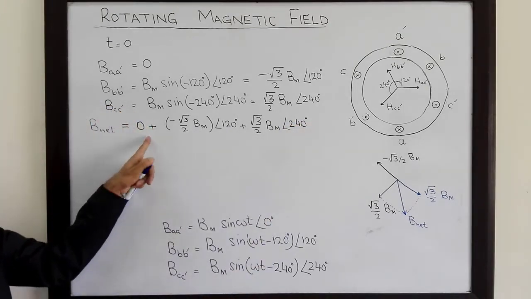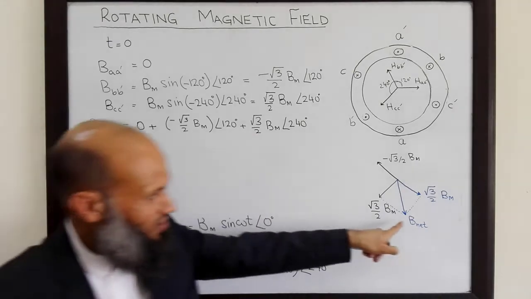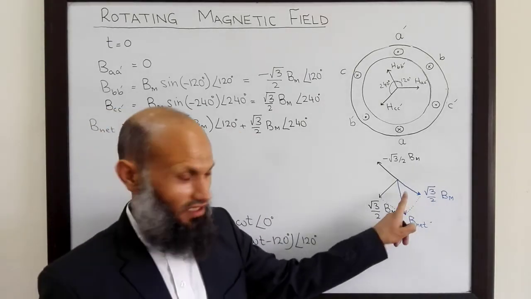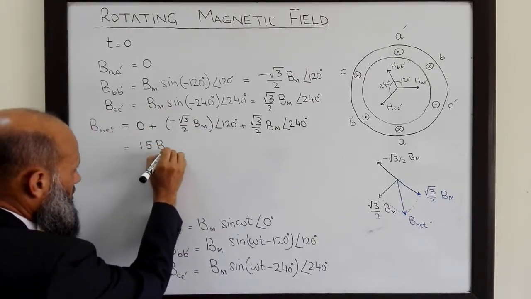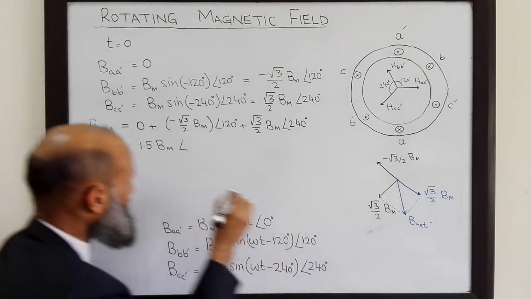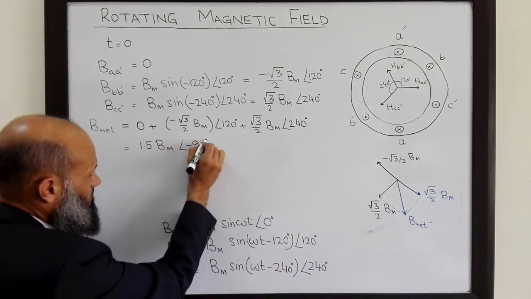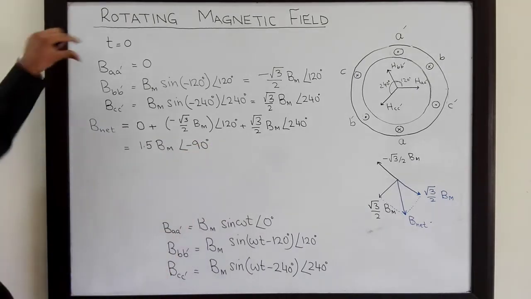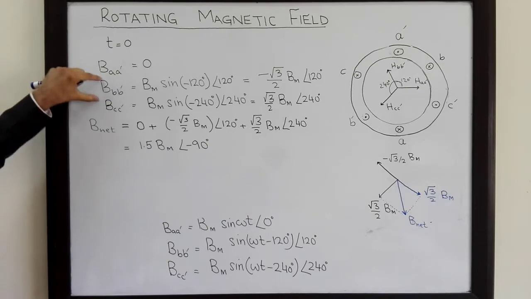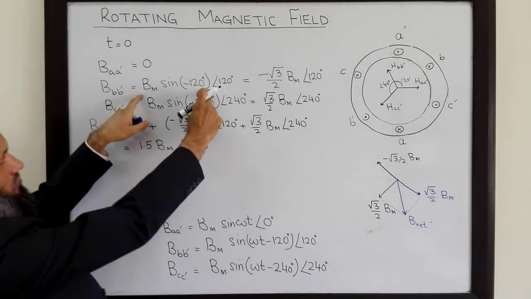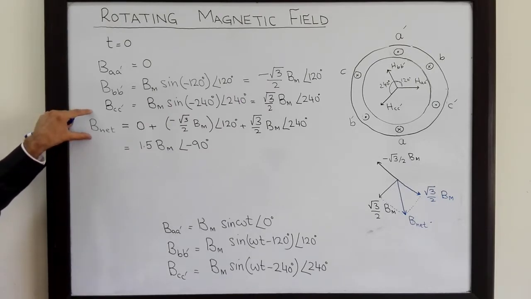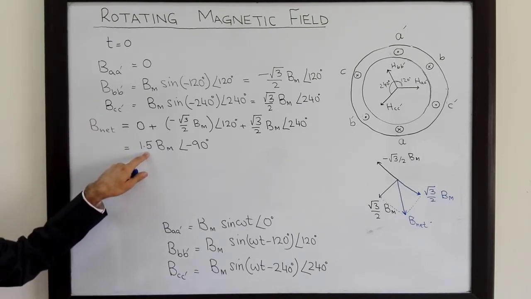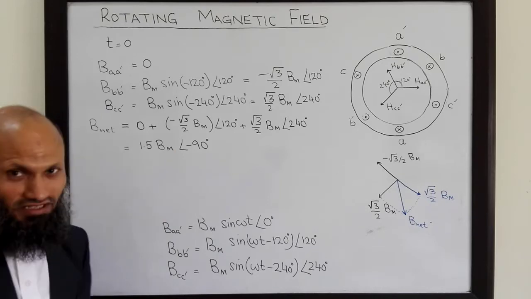So you can add these vectors. The graphical approach is over here, and by this graphical approach this comes out to be equal to 1.5 Bm, and the angle of this vector is minus 90 degrees. Corresponding to this time instant, we have these flux density vectors, magnitudes and directions, and the net flux density is the sum of these flux density vectors, which comes out to be equal to 1.5 Bm, angle minus 90 degrees.